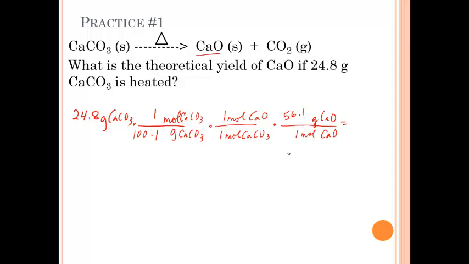Now if you were to plug all of this into your calculator, you're going to get 13.9 grams of calcium oxide. That is in theory how much you could produce if you had 24.8 grams of calcium carbonate to start with. Because remember, some of that mass is going to the carbon dioxide.